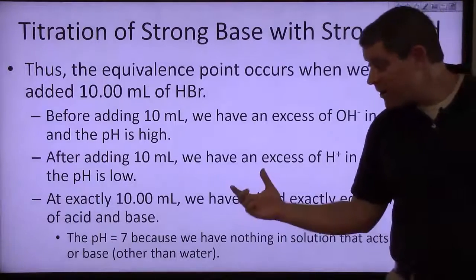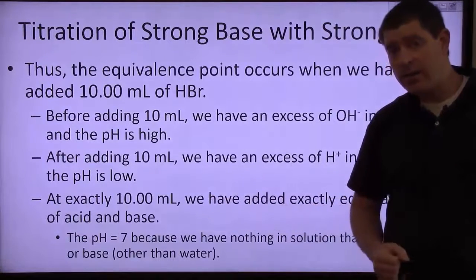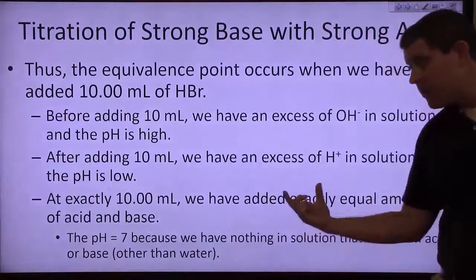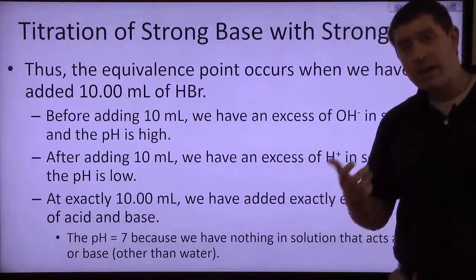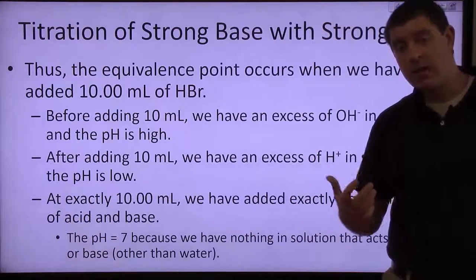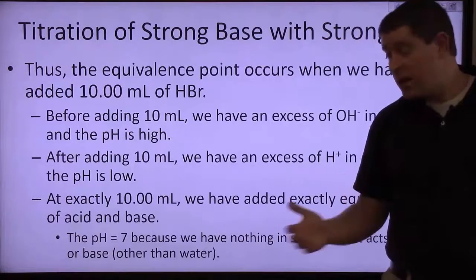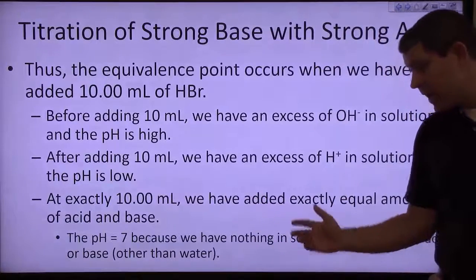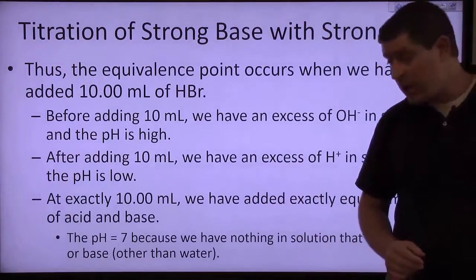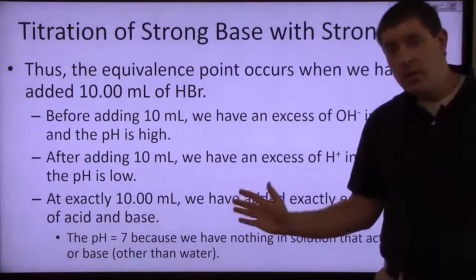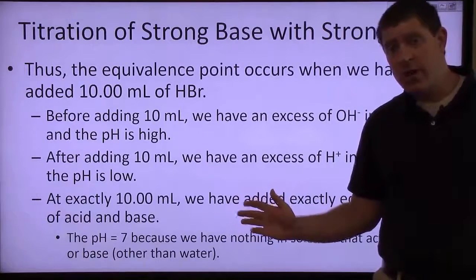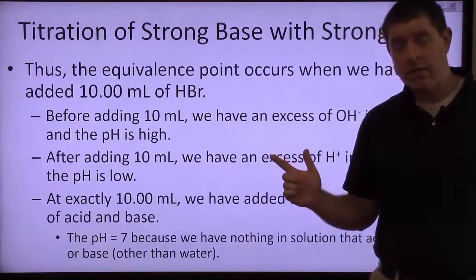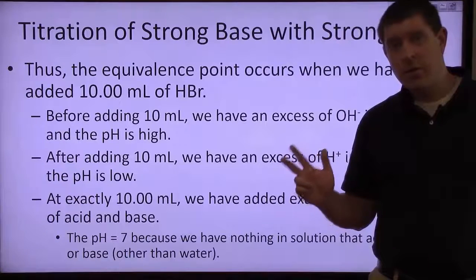Now, at exactly 10 milliliters of our hydrobromic acid added, that is, at exactly the equivalence point, we have added exactly equal amounts of our acid and base. We have exactly equal amounts of hydrogen ions and hydroxide ions in solution, and that means that the pH is equal to 7, because we have nothing in solution that acts as an acid or a base other than water. That is, at the equivalence point, the only things that we have in solution now are water, our solvent, the bromide ions left over from the hydrobromic acid, and the potassium ions left over from the potassium hydroxide.